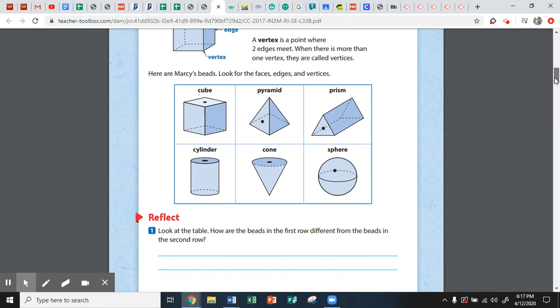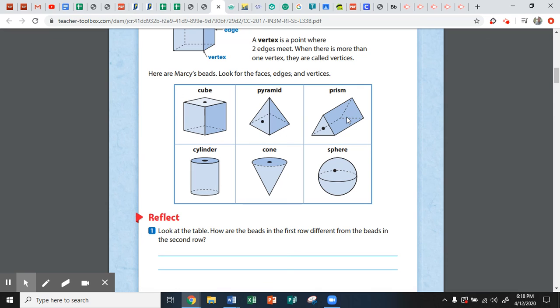Reflect. Look at the table. How are the beads in the first row different from the beads in the second row? So this first row here at the top, how are these different from the second row? Well, if you look carefully, the beads in the first row have only flat surfaces. Every single side is flat in a cube, in a pyramid, and in a prism. They only have flat surfaces.